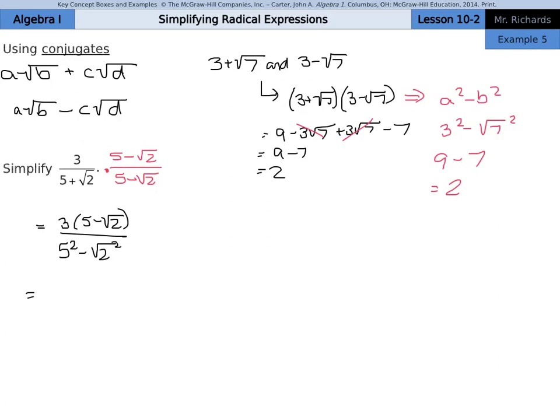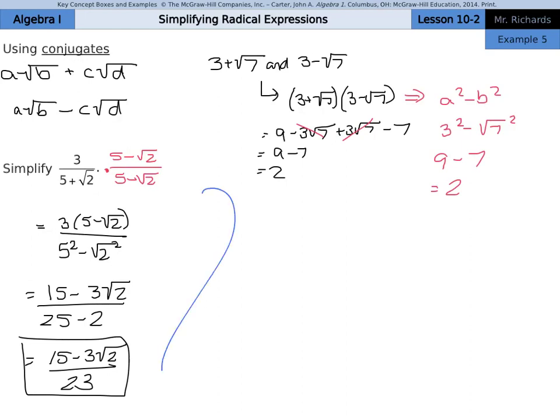Well, I can distribute on top. 3 times 5 is 15, minus 3 times the square root of 2 is just 3 square roots of 2. Over 5 squared is 25. The square root of 2 squared is just 2. So my simplified answer here, 15 minus 3 square roots of 2 all over 23.